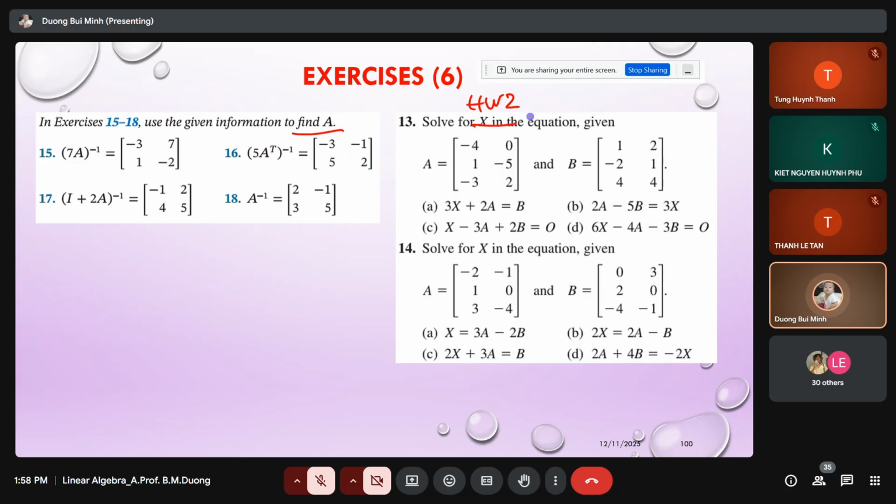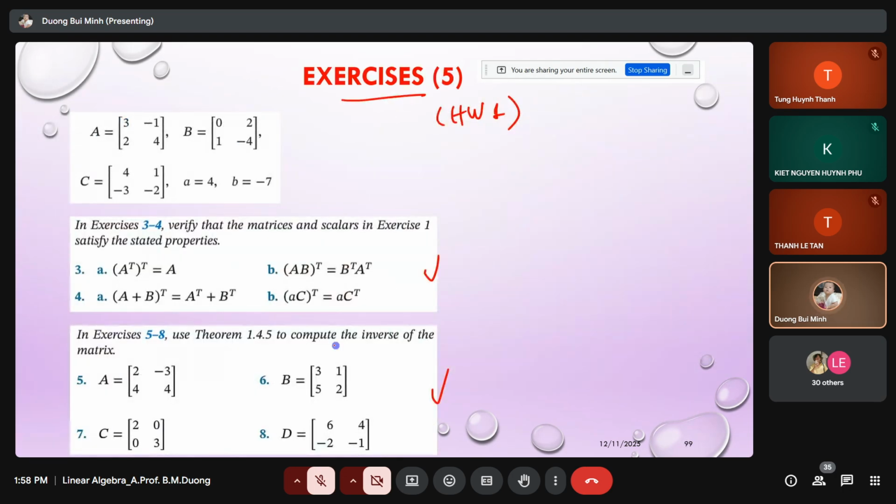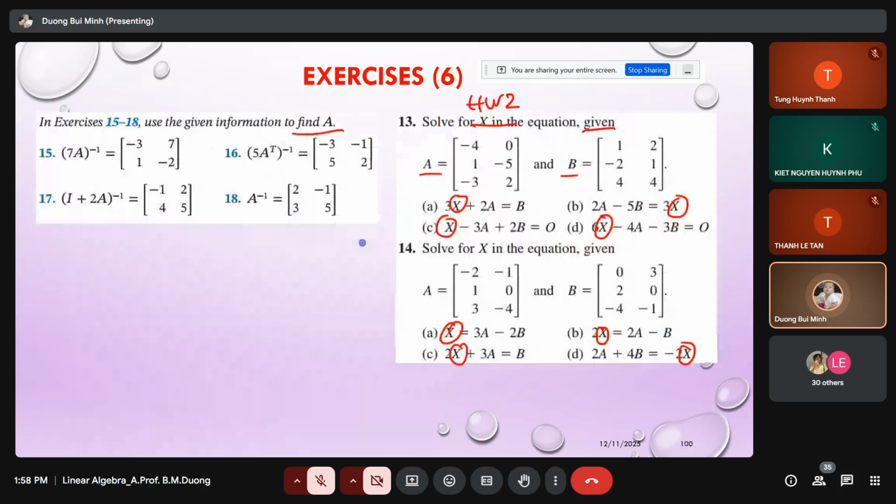For X in the equation given here, we know A, we know B, but we don't know X, so we need to calculate X. Just practice. How about this one? Very easy, right? To compute the inverse of the matrix is very easy because it has 2 rows and 2 columns, so very quickly you can get results. This one is just a demonstration.